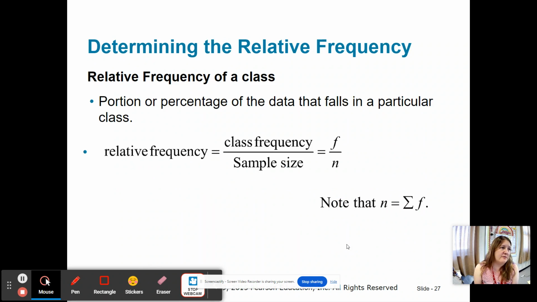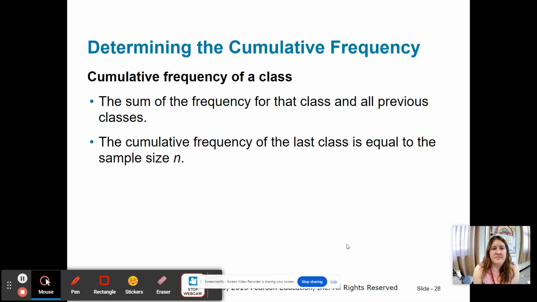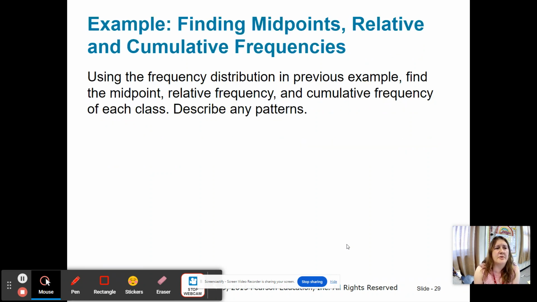Another column within a frequency distribution could be relative frequency, where you take each frequency and divide it by the sample size. So the first frequency in our notes is 3. That first class shows up 3 times in the data, and we'll divide that by 30. Then you have cumulative frequency that you can keep track of. And so we'll see it in the next example.